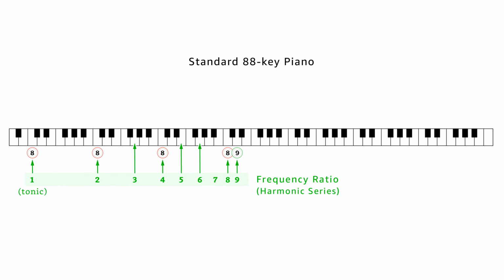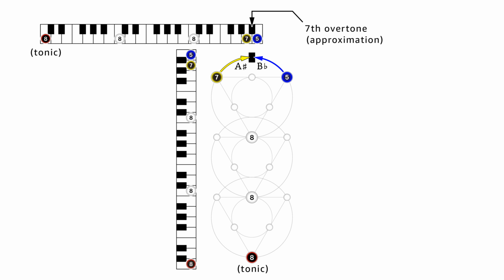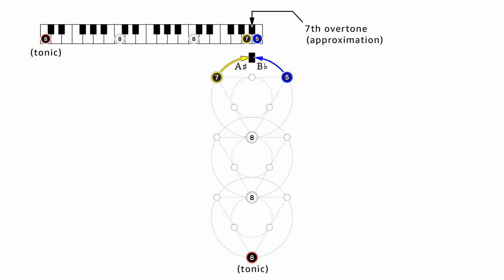The 7th overtone is missing in the standard pitch scale. It is one type of the blue note, which is a slightly different pitch than standard pitches. It is used in jazz and blues. In this figure, the closest pitch to the 7th overtone is the pitch of the black key between point 7 and point 5. It is called A sharp or B flat. A sharp and B flat have the same pitch, but they are used in different contexts.